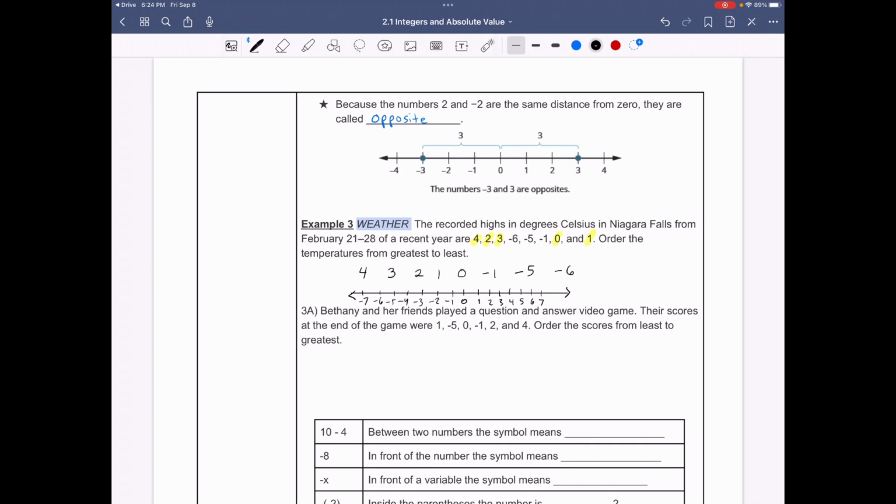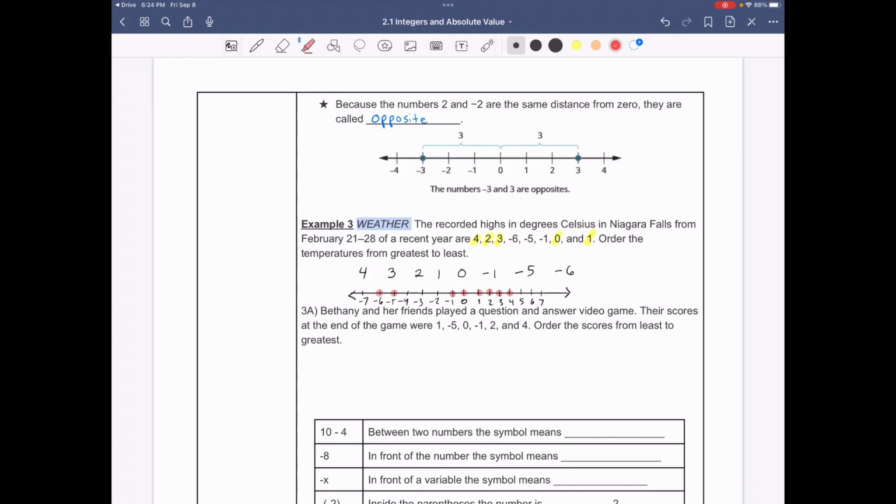Then I'm going to plot those points. I have 4. I have 2. I have 3. We had -6, -5, -1, 0, and 1.